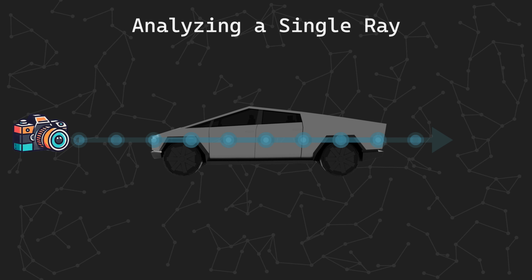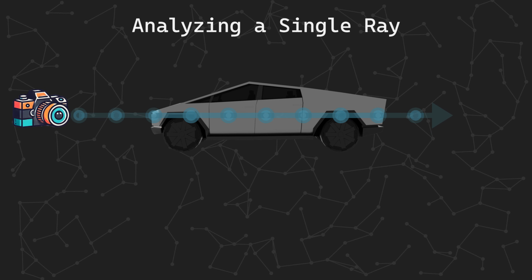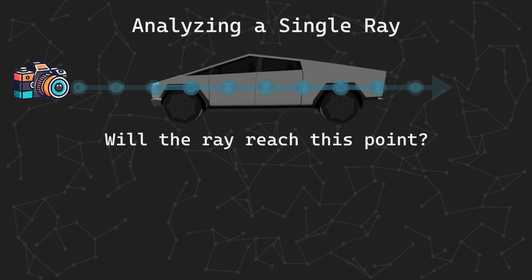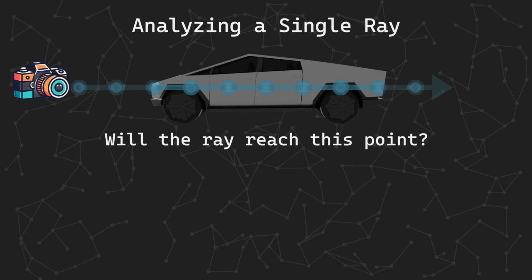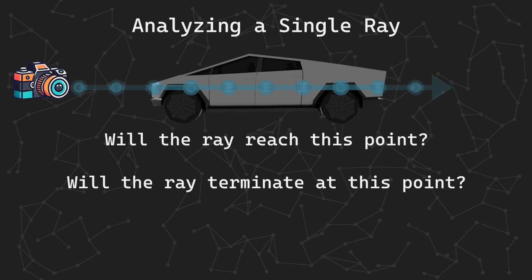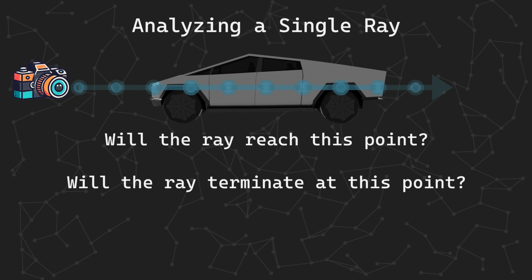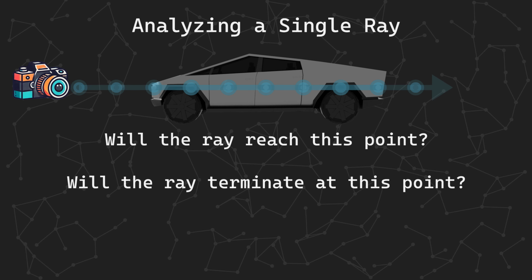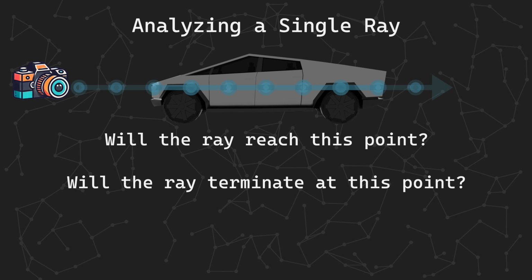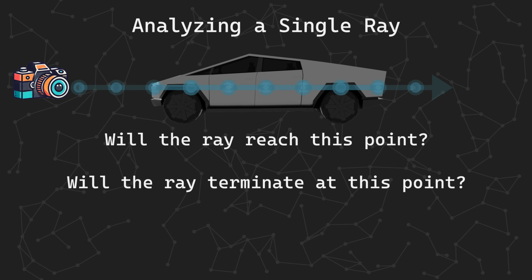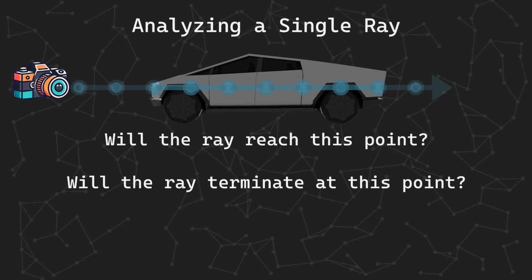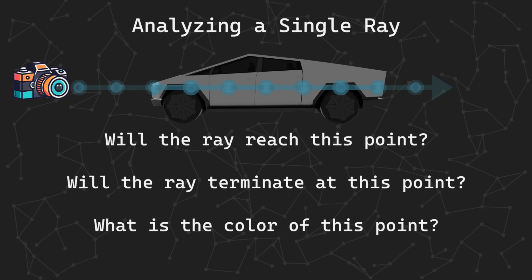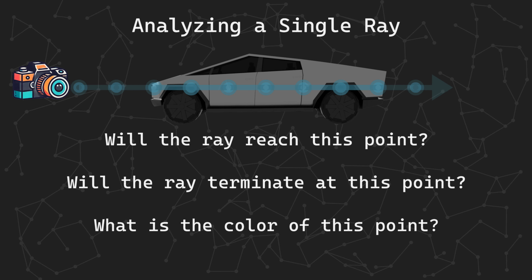For every point along the ray, we need to answer 3 questions. First, will the ray reach this point uninterrupted, or will it have hit an object by now? Second, assuming we do make it to this point, what is the density of the object at this point? Is it empty space, a translucent material, or a solid object? This determines how likely the ray is to terminate at this point. And finally, assuming we do make it to this point and the point is not just empty space, what is the color of this point?